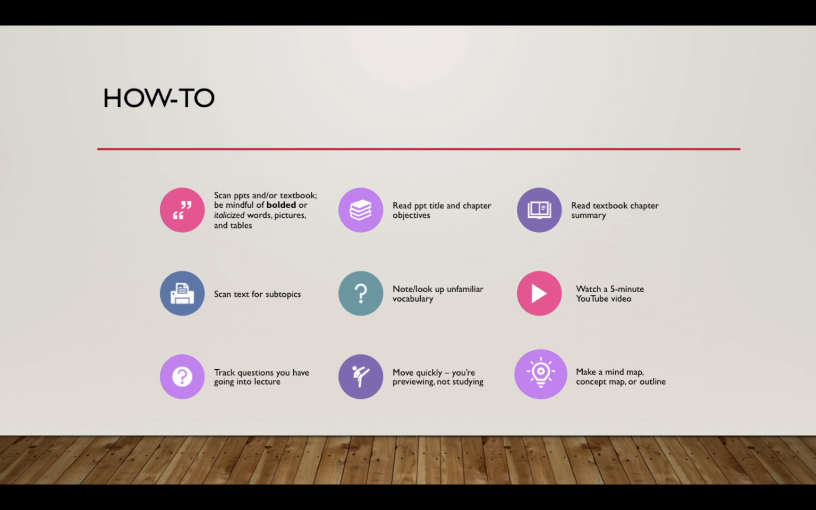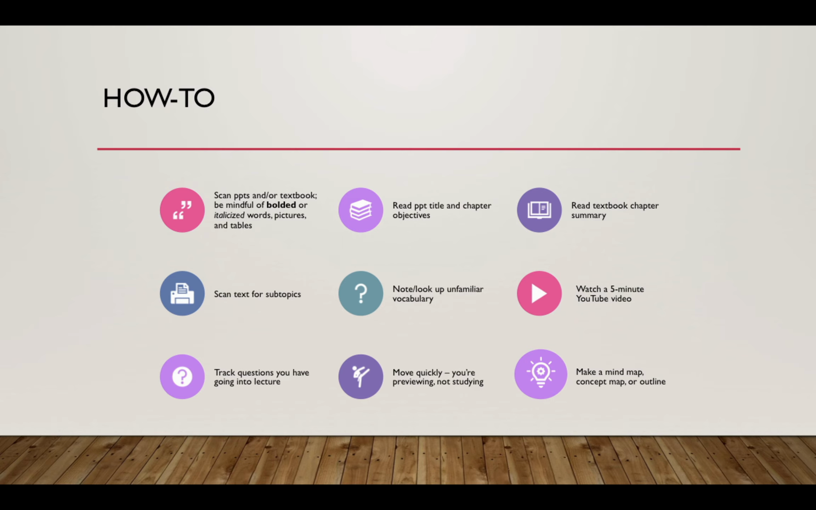With preview, you do want to move quickly. You're previewing, you're not studying or learning or teaching yourself. Think of it like a movie trailer. The movie trailers aren't meant to tell you all the information, all the characters, the plot, and all of that. It's just giving you a basic overview so that you're going into the movie with some basic understanding. That's how you want to look at previewing these lectures. You're not looking to know everything or memorize everything. You're just getting familiar.